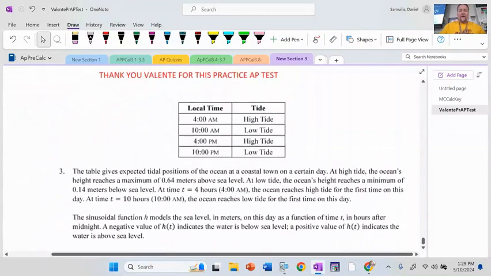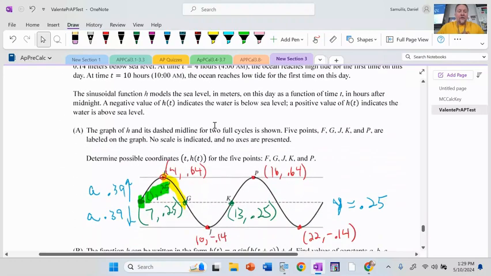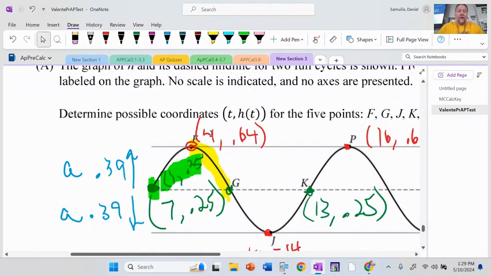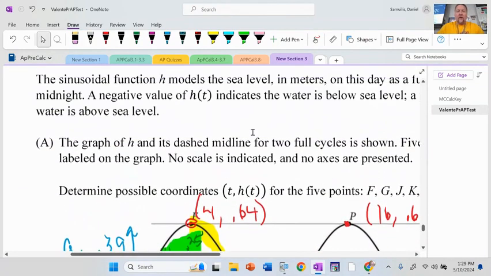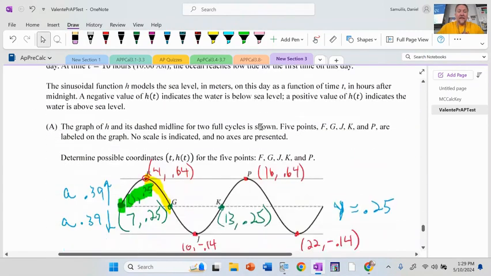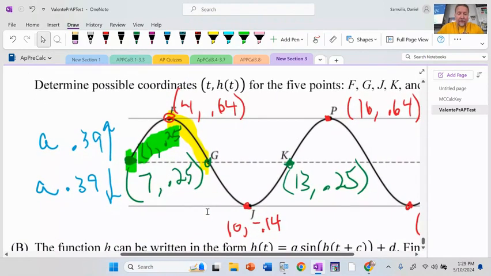Big smiles. Okay, FRQ number 3. So yeah, you read it. High tide, high tide, low tide, starting from midnight. So this high point is 4 hours after midnight. And then they do say that it's 0.64 meters above sea level. Then you go 0.14 meters below sea level. That happens at 10 a.m. So that will be expressed as a negative number there, as you see.